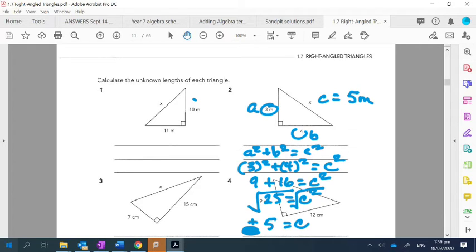No, it's not squared because it's just centimeters, just meters. On the sheet, it's an X. Yeah, he said you can use X, use whatever letter you want. I typically use A, B, and C because that's what it looks like in the formula. But if you want to use X, you're more than welcome to. Okay?